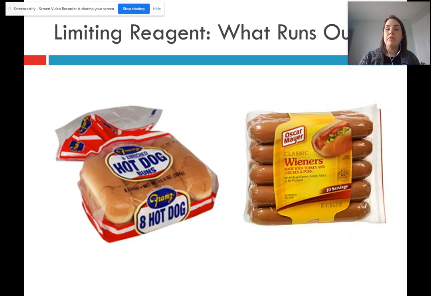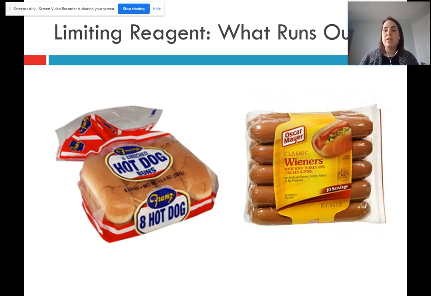So if this was a chemical reaction that meat plus bun equals a hot dog, what would be limiting would be my bun. That's what's going to run out first. What's going to be in excess is the meat. That's what I'm going to have extra of left over at the end of my reaction, or building those hot dogs. Same thing happens in chemical reactions.